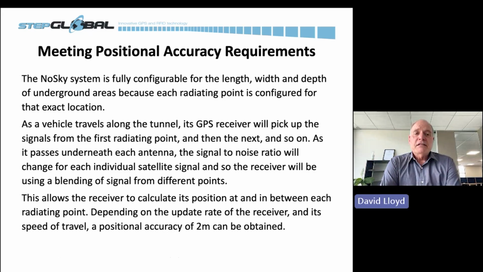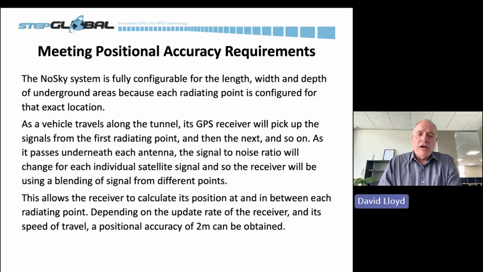As it passes underneath each antenna, the signal to noise ratio will change for each individual satellite signal, and so the receiver will actually use a blending of signals from different points. And this is a very key benefit in the system. Instead of just picking up a point when it's directly under a radiating point, it actually will blend the signals, and it will give position reports in between each of the radiating points.